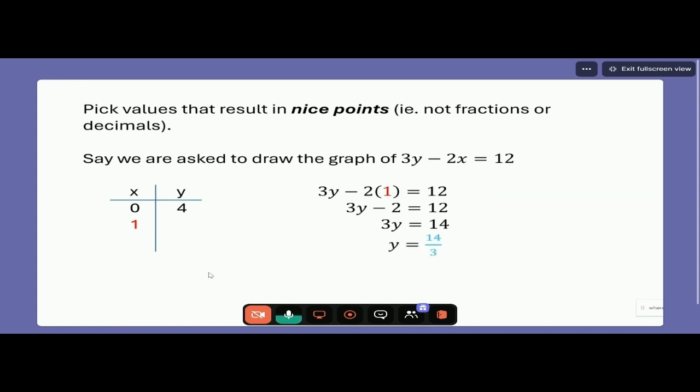And oh dear, now we have a problem. 14 over 3, well, that's 4 2/3 if you write it as a mixed number. That is yucky. Now you see I put it in my table of values. It's a legitimate point when x is 1, y is 4 2/3, but how are you going to accurately draw that? Because that 4 2/3 is 2/3 of the way between 4 and 5 for your y value. You're not going to be able to put that on the graph accurately.